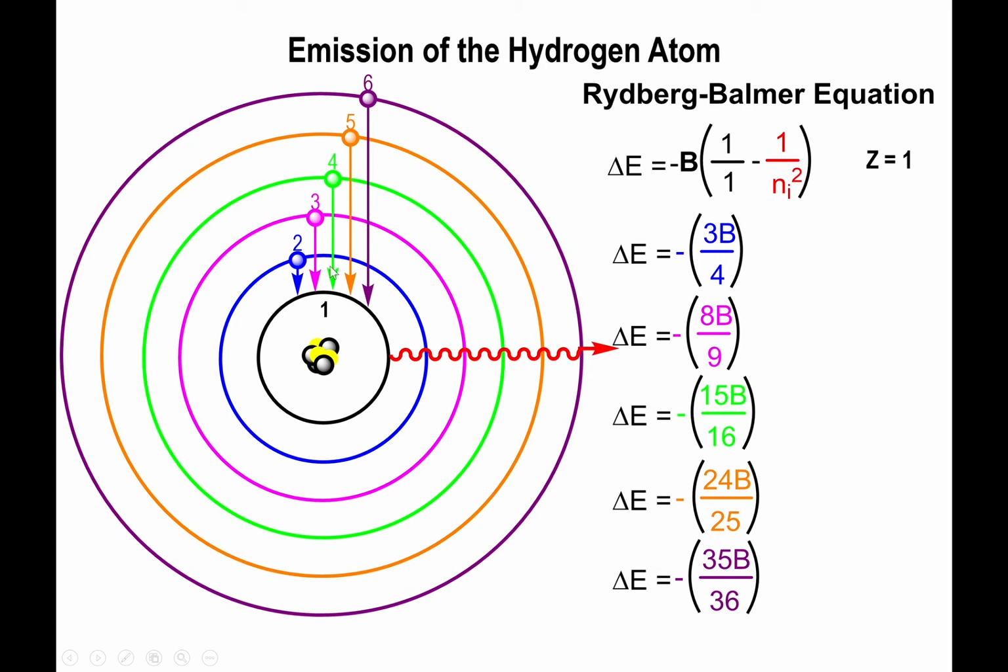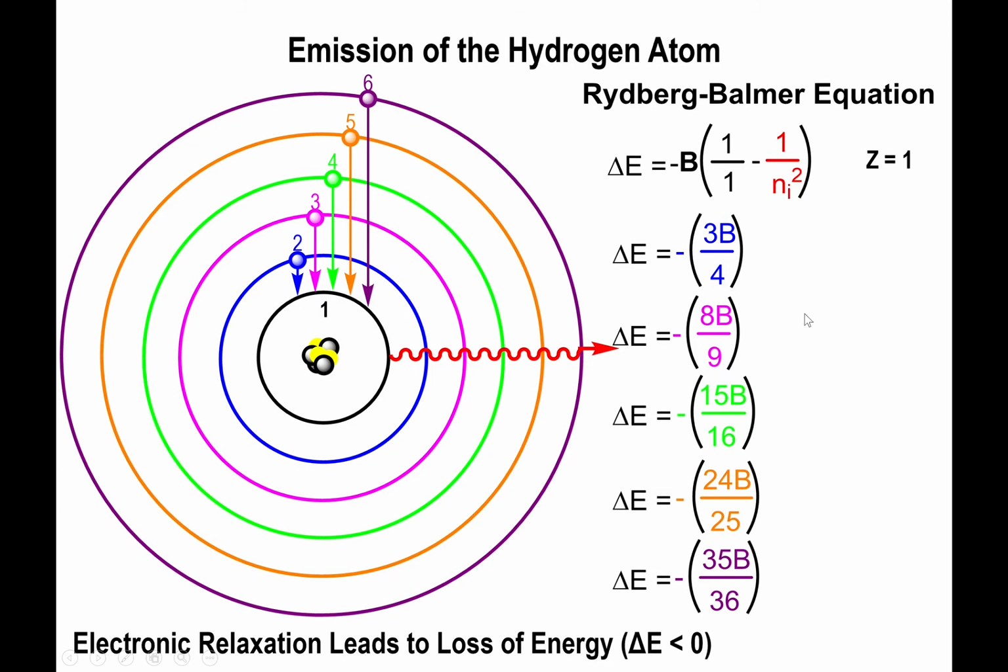During emission of energy, you actually keep the negative sign of the energy because you're losing energy. That's what emission ultimately represents, the loss of energy. So multiplying this by the Balmer constant gives us some values. But I want to emphasize one more time that the decay of the electron from a higher energy level to a lower one leads to loss of energy in the form of light.